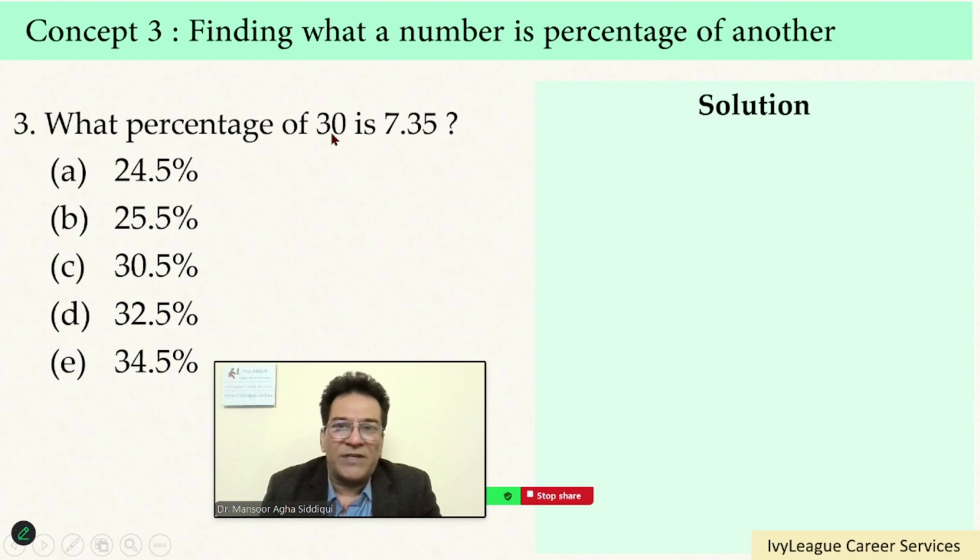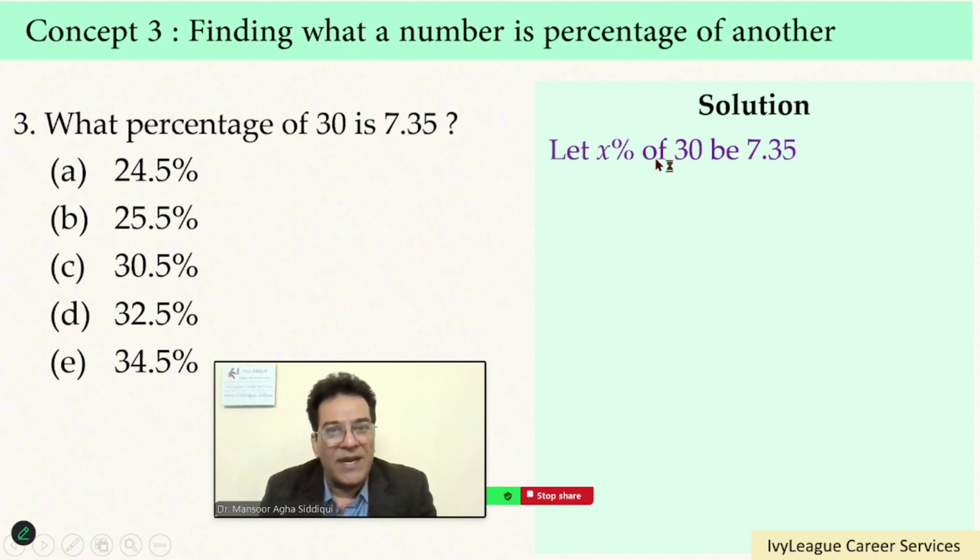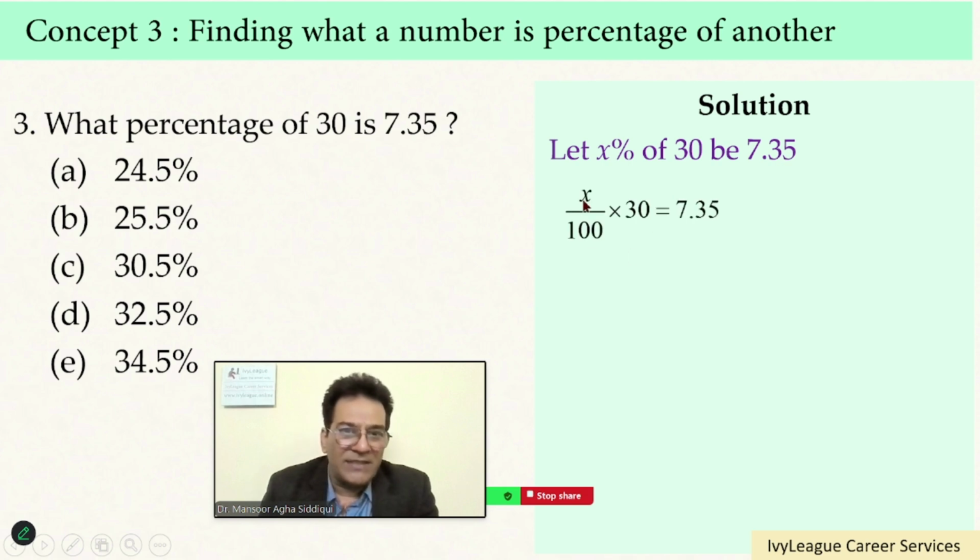When they ask you what percentage of 30 is 7.35, then the thing which has to be found out, let's call it x. And I will say let x% of 30 be equal to 7.35. I know that x% basically means x upon 100. Of basically means a multiplication sign. As a result, I'm getting this kind of an equation made. So question is saying x upon 100 multiplied by 30 is equal to 7.35. We have to find out the value of x.